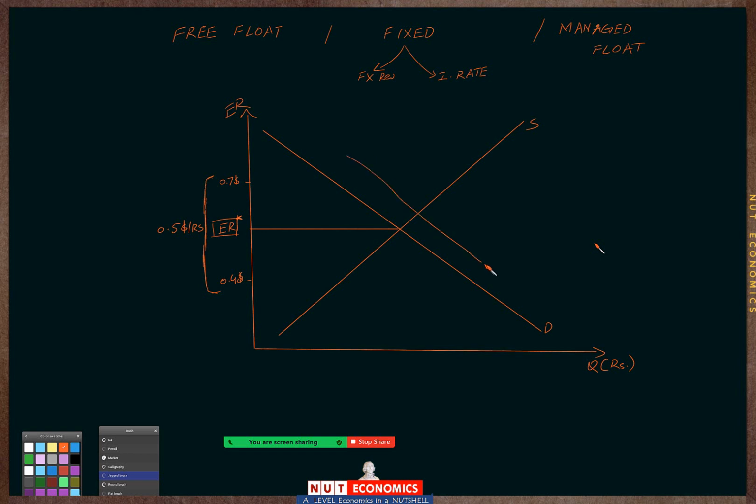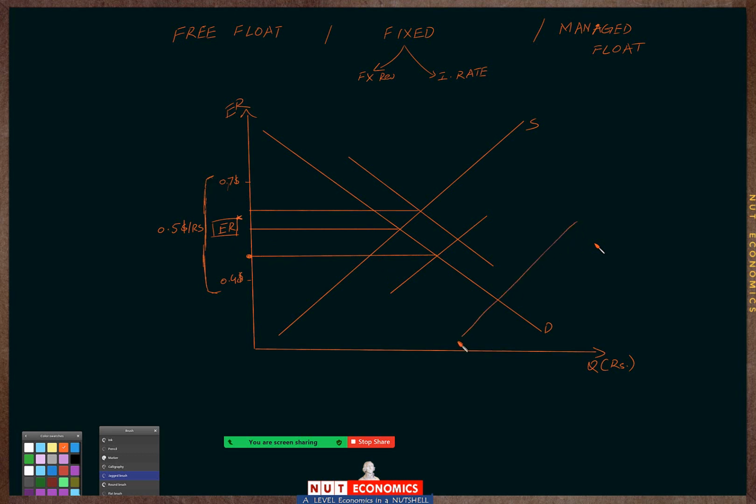So maybe if only this much demand increases and therefore the exchange rate appreciates to somewhere here, the central bank will say, look, we don't need to interfere. It is within our range. Similarly, if supply increases and let's say your exchange rate falls to somewhere over here, again the central bank will not interfere. Look, it is changing, our exchange rate is floating around, but it is within the range that we have fixed.